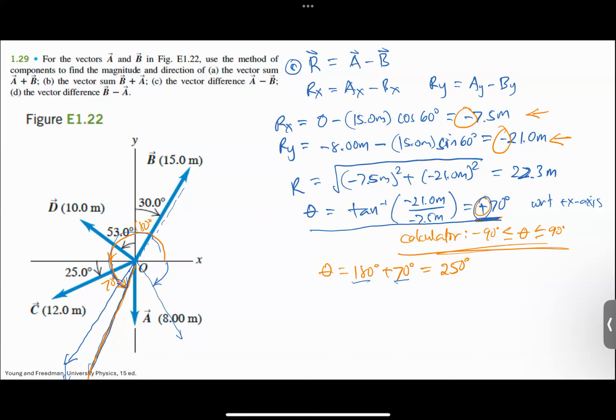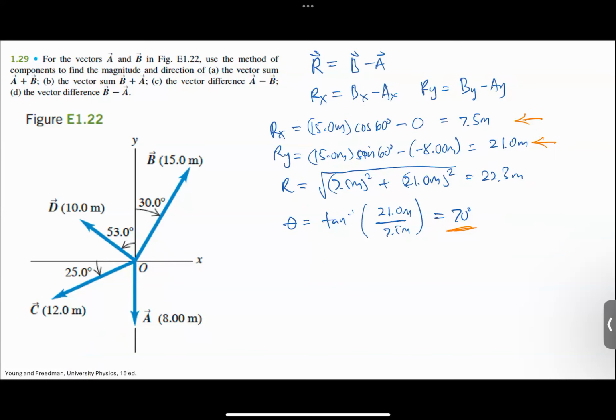Okay. So, nagawa na natin yung 4 na calculations na yun. Okay. Now, anong napansin natin? Yung resultant vector na A, B is just a negative of the resultant vector now, B, A, which is expected. Kasi negative B plus A is just A minus B.